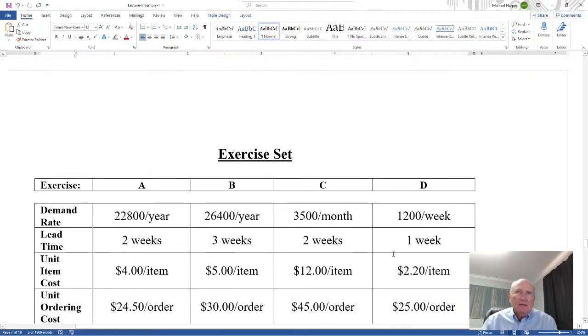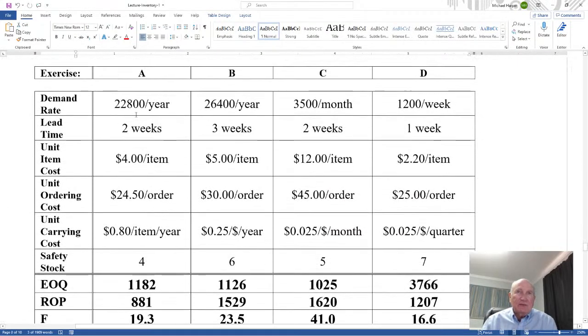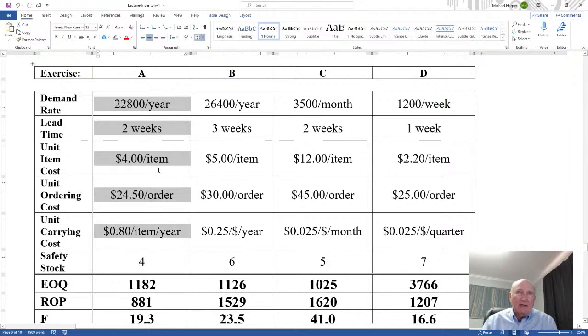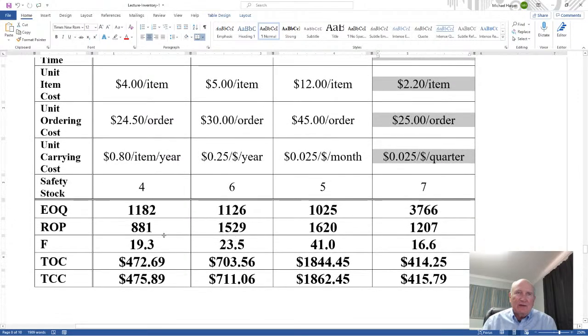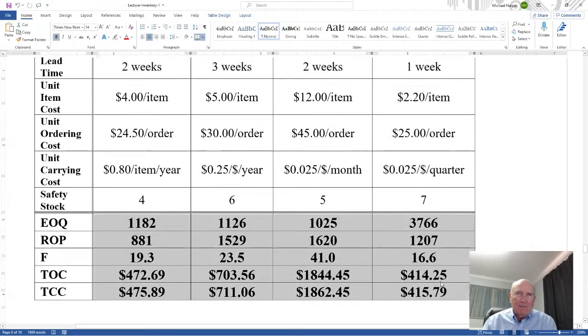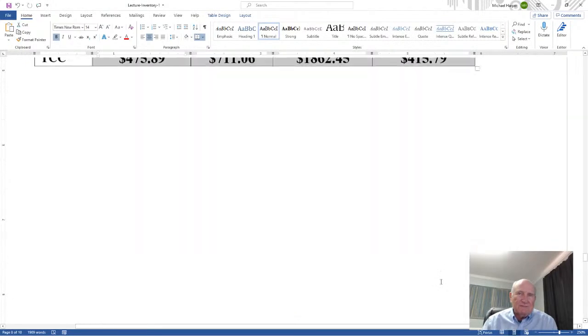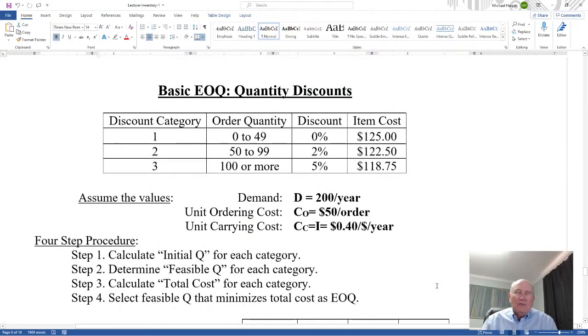Okay. So I have an exercise set here that you can go through. By exercise, I mean I give these values up here, and then down here are the actual answers. Okay, just as an exercise. The last thing we're going to be doing in this lecture is quantity discounts.